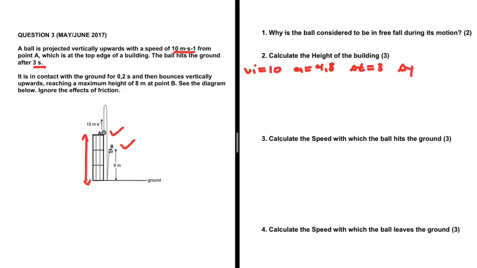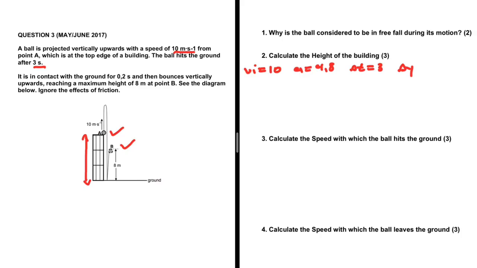The height of the building will be delta y, because the displacement of the ball will give you the height of the building. We don't care about the fact that the ball goes up first. That will not affect our displacement. Our displacement will be the height of the building. That is the only thing we are interested in.